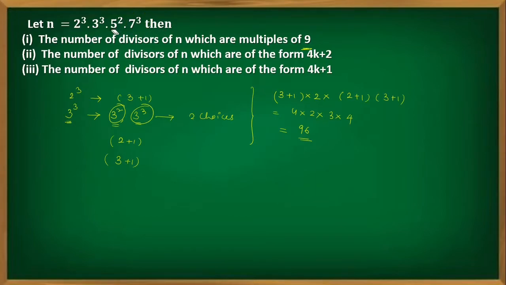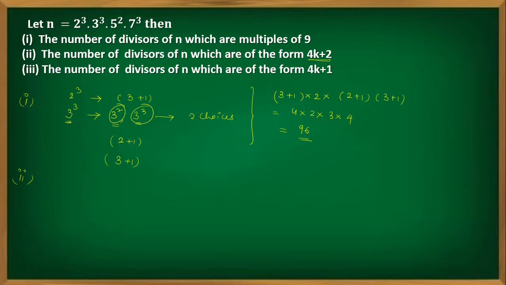Now let's see the second question. What is the second question now in this? The number of divisors of n which are of the form 4k plus 2. So what is the meaning of this? If you take any divisor, it should be in the form of 4k plus 2. You know, 4k plus 2, if you see carefully, is an even number. Any number of the form 4k plus 2 is an even number, but not every even number is of the form 4k plus 2, right?